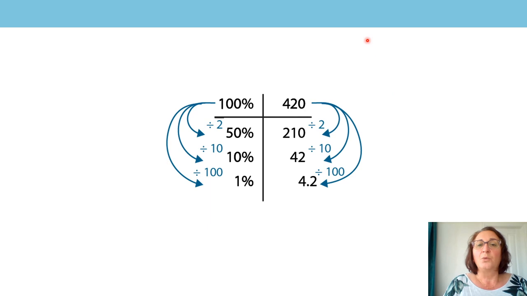We do not say that 50% equals 210 because that is not mathematically accurate and it depends what the whole is. Instead, we can say that 50% of 420 equals 210. We can say 10% of 420 equals 42, and we can say 1% of 420 equals 4.2.